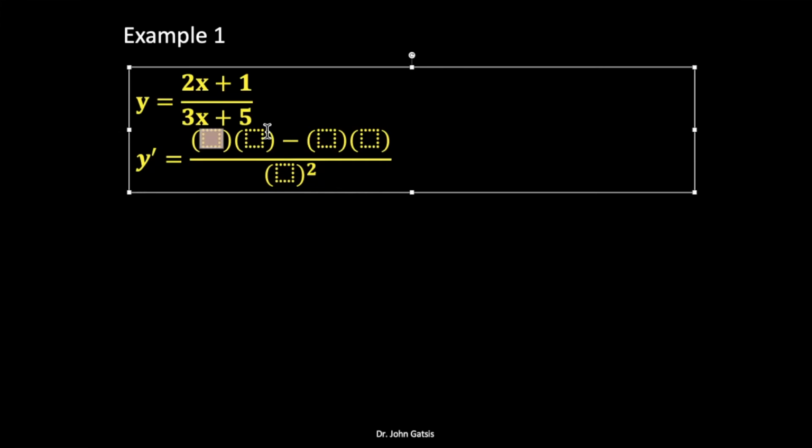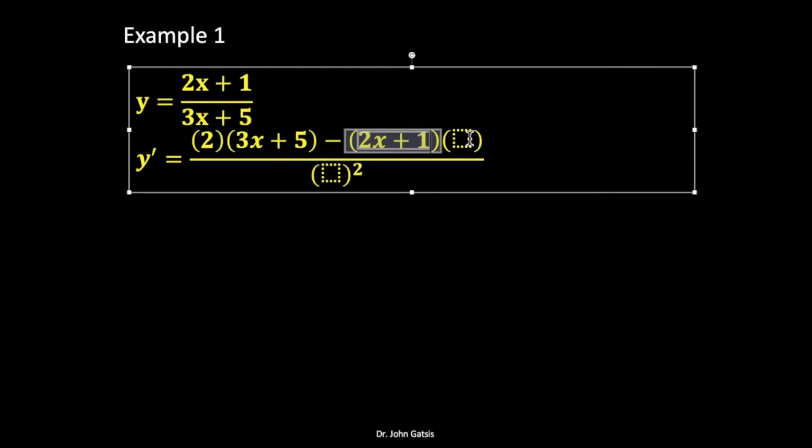We're going to do the derivative of the numerator, which is 2. Then we're going to hold the denominator, that's 3x plus 5. Then we'll hold the numerator, and then do the derivative of the denominator. So that's a 3. And then you leave the denominator as is and just square that. So there you go.